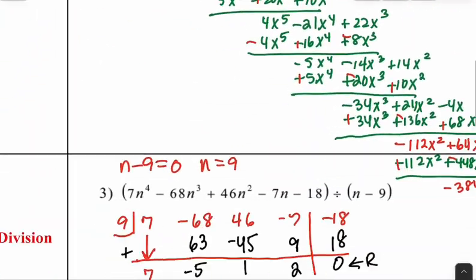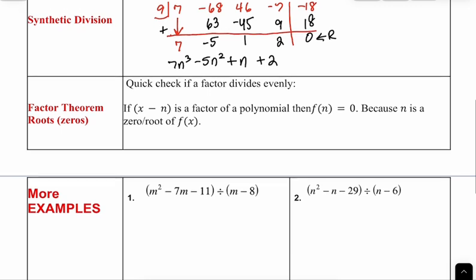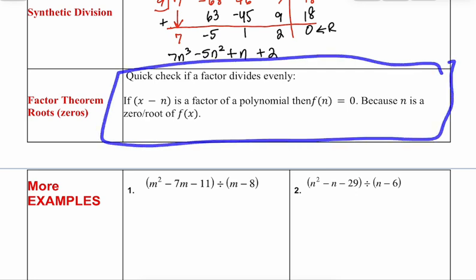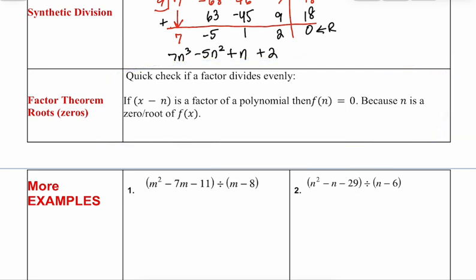Okay. So now let's talk about the factor theorem, or the roots theorem, or the zero theorem. To quick check if a factor divides evenly, if x minus n is a factor, then f of n is equal to 0 because n is a 0 or a root. Let me say that again. If x minus n will divide evenly into a polynomial, then f of n has to be a 0.